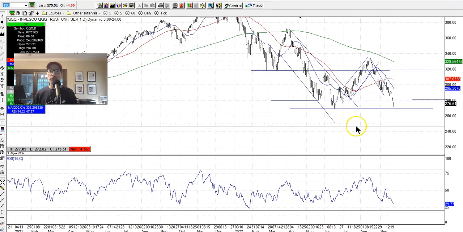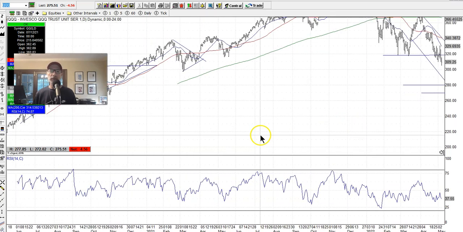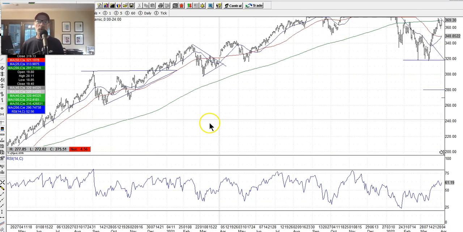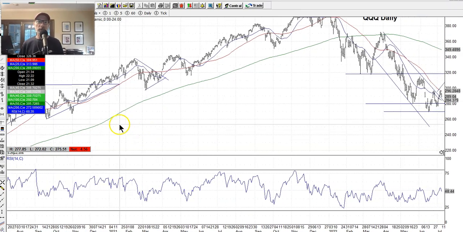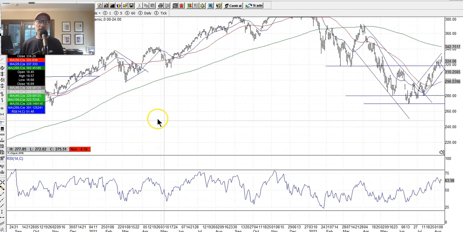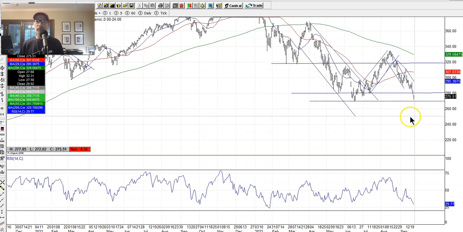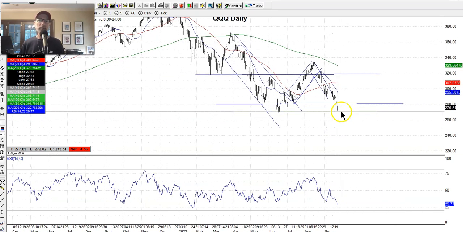If it blows through it, once again, you've got to look to the look back period to see where the next support was. And that's probably somewhere around 260, it looks like. So it doesn't have too far to go to hit 260 and then down from there. But like I said, maybe once September's over, it can bounce and start to move back up.